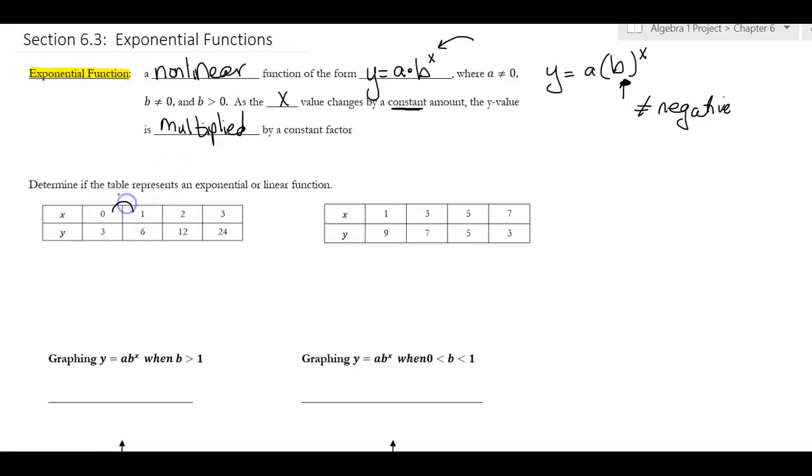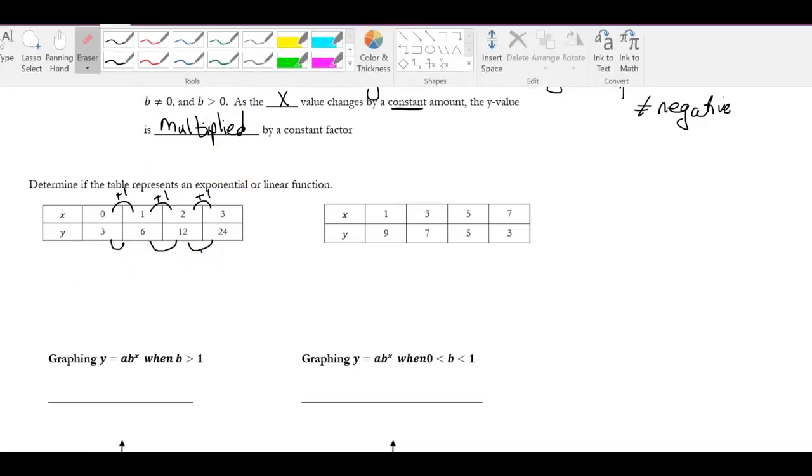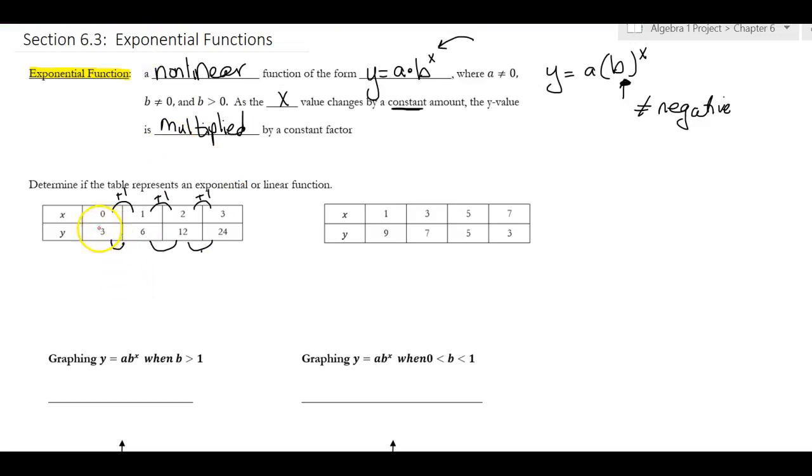So to get from 0 to 1, that's plus 1, plus 1, plus 1. Okay, so that changes by a constant amount. Let's try this one. This one's plus 3, plus 6, plus 12. Okay, so that doesn't work because it's not constant. But let's see if multiplying works. So 3 times 2 is 6. 6 times 2 is 12. 12 times 2 is 24. So this is exponential.